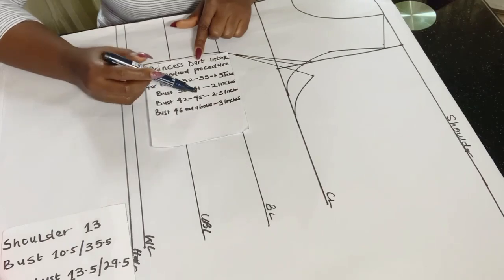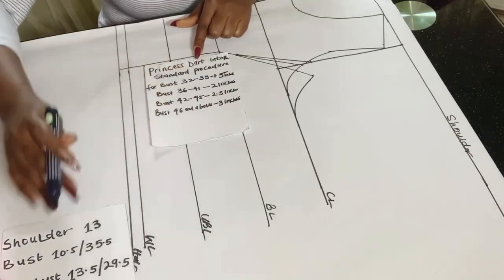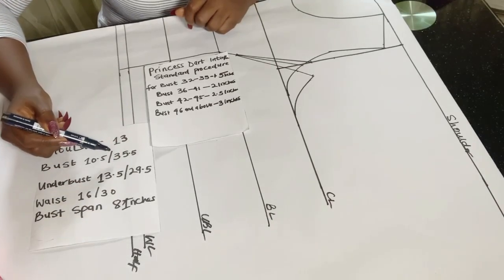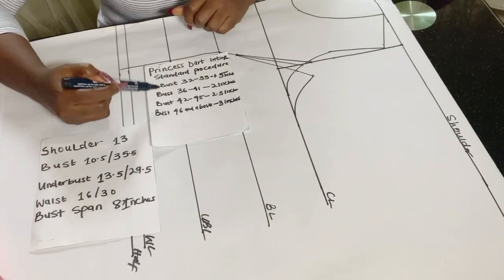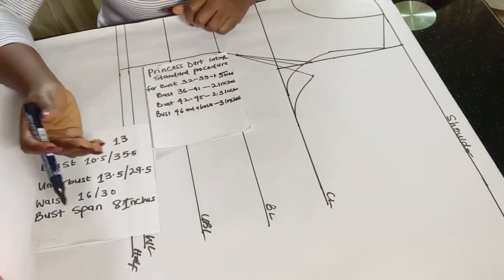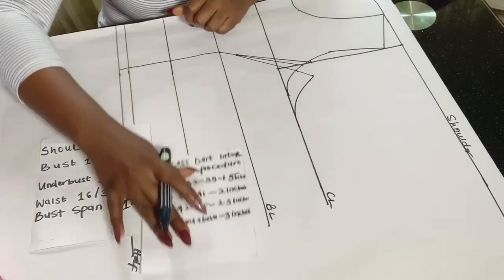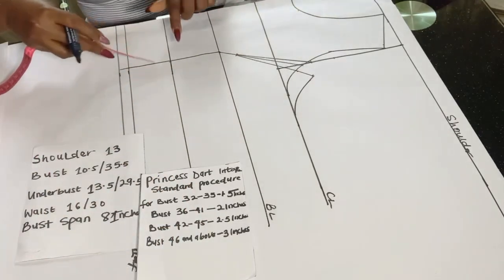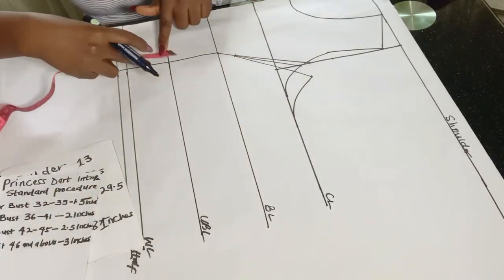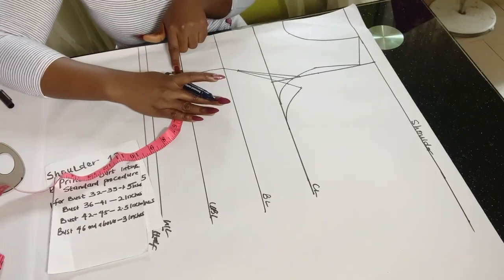Bust 42 to 45, 2.5 inches. But for 46 and above, 3 inches. But since I fall within the range of 35.5 inches, approximately 36 inches, I'll be using 2 inches for my dart intake. So whatever range you fall into is what you will be using. So this is how I'm going to be doing mine. You're going to take this on your under bust to your waistline. Since I fall within the range of 2 inches, I like to take ½ inch here first.